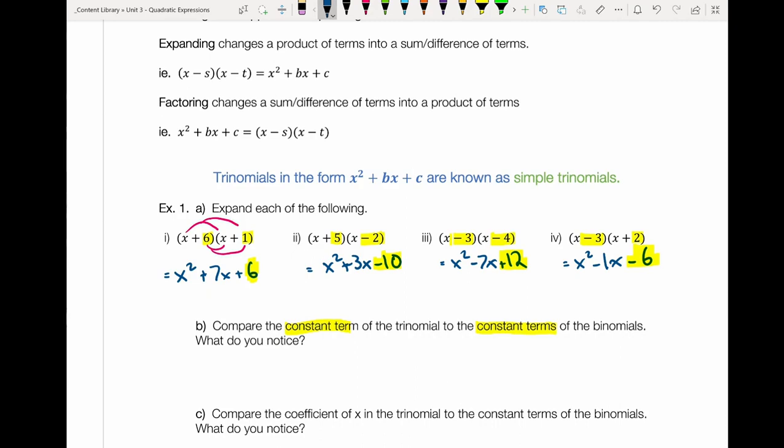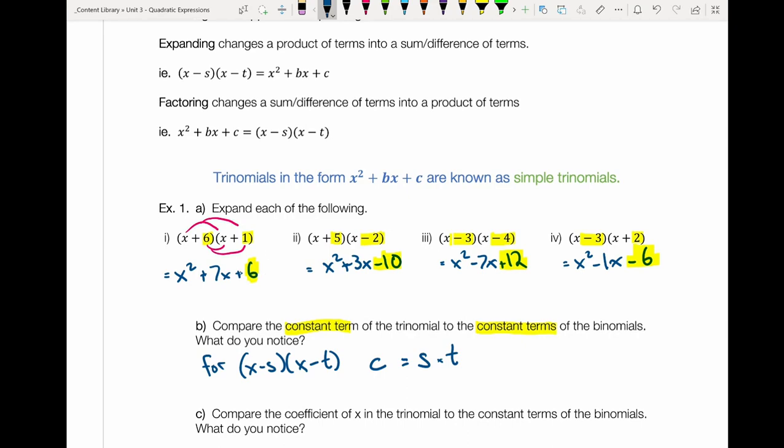If you're using the box method, like we talked about in the last lesson, it might be a little easier to see the connection. But what we should notice is that for two binomials, x minus s times x minus t, the c value, or the constant in our trinomial, is equal to s times t. So these two constants in our binomials, when they multiply, become that constant.